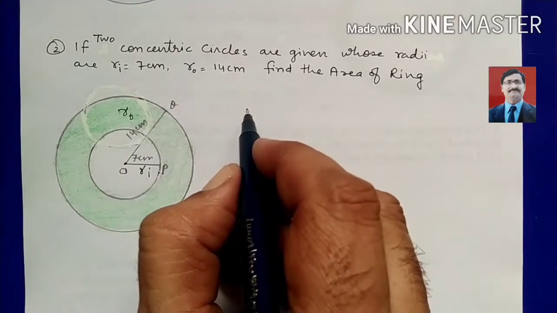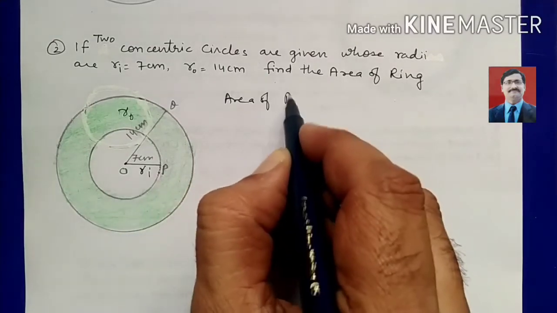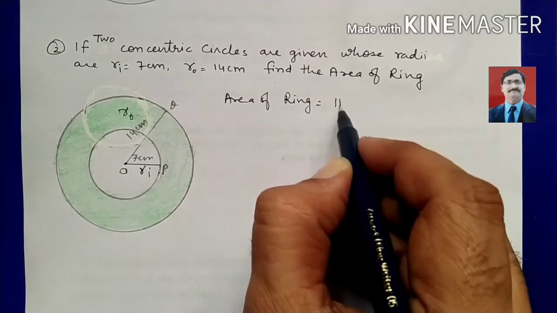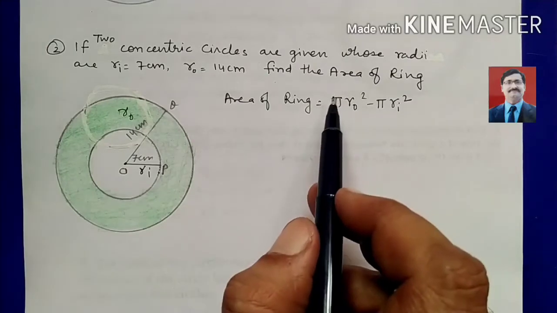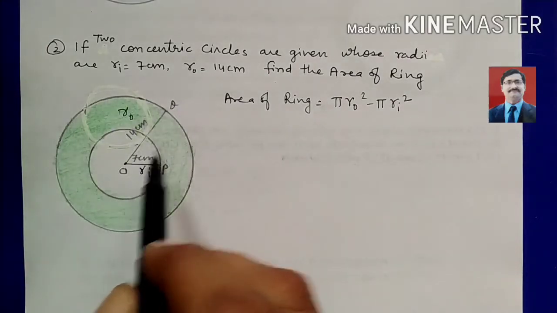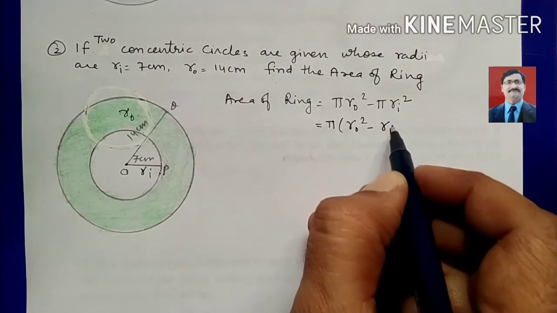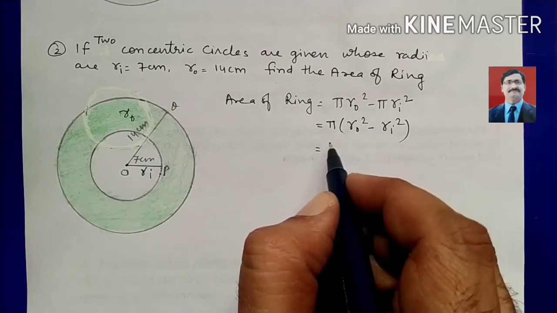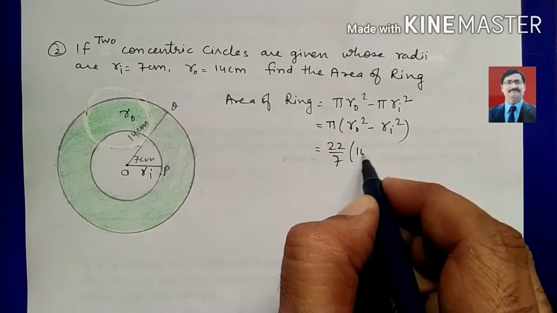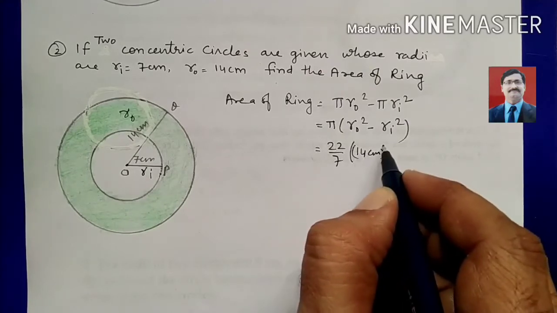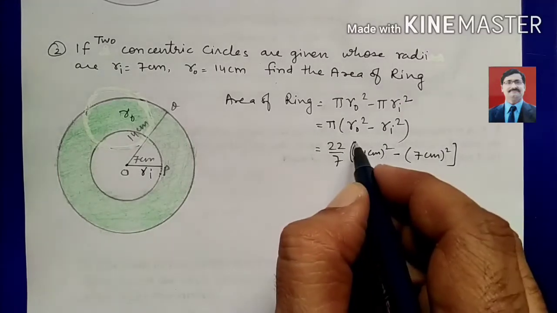So look here, we know that the area of the ring will be pi Ro square minus pi Ri square. Means from the outer circle we have to subtract the inner circle. We can take pi common, so we get Ro square minus Ri square. Pi is 22/7, Ro is 14 centimeter, so 14 centimeter square, minus Ri, which is 7 centimeter, so 7 centimeter square.